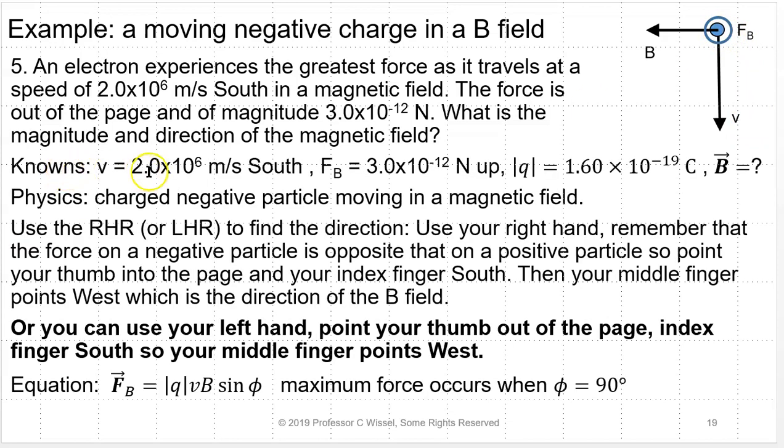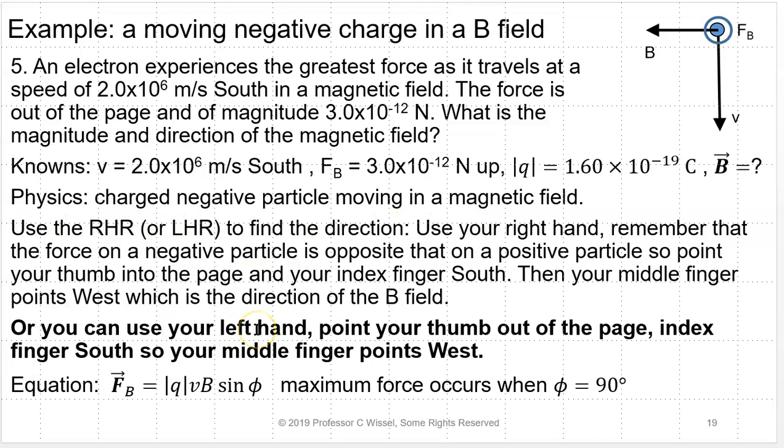Write down the knowns. V equals 2 times 10 to the 6 meters per second south. FB is 3 times 10 to the minus 12 newtons up. Q is 1.6 times 10 to the minus 19 coulombs, and we want to know B. The physics of this is a charged negative particle moving in a magnetic field. Now, you can use the right-hand rule or the left-hand rule.